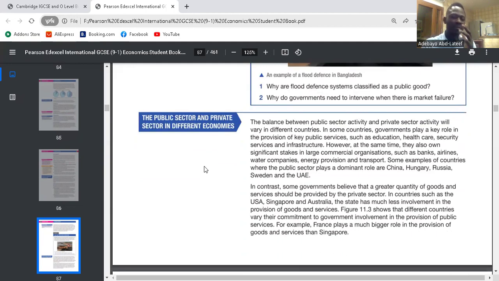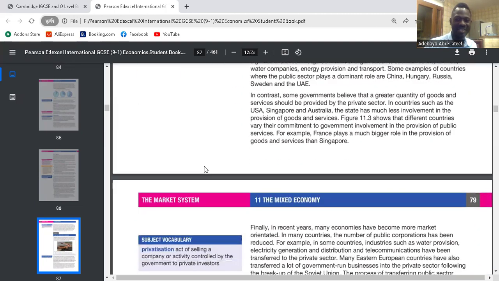The balance between public sector activities and private sector activity would vary in different countries. In some countries, government plays a key role in the provision of key public services, and at the same time, they also own significant stakes in large commercial enterprises. We talked about this already. So it's about the decision regarding how we want the private sector or the public sector to produce goods and services. Some countries want government intervention, other countries want mixed. But globally now, most countries practise a mixed economy. So I think that's the only important thing there.